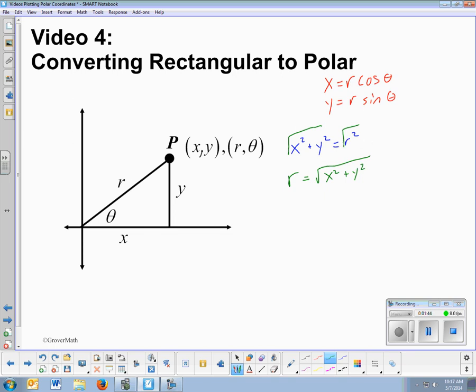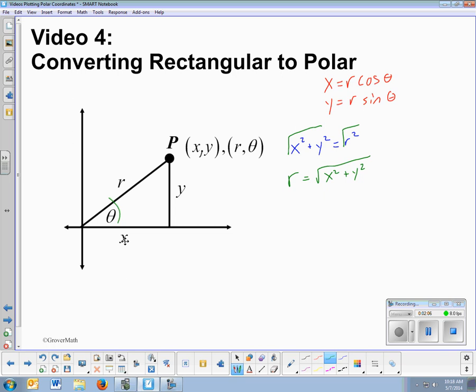And notice that I just switched sides. If I had r on the right over here, now I moved it to the left, and that's fine because the left equals the right because it's an equal sign. So this is our equation that we're going to use to find r. If you have x and y, you're going to square them. And remember, squaring things, no matter whether x and y are positive or negative, when they square, they're going to go positive. Then we're going to add them together, and we take the square root of it, and that's going to give us r. How can we get angle theta?